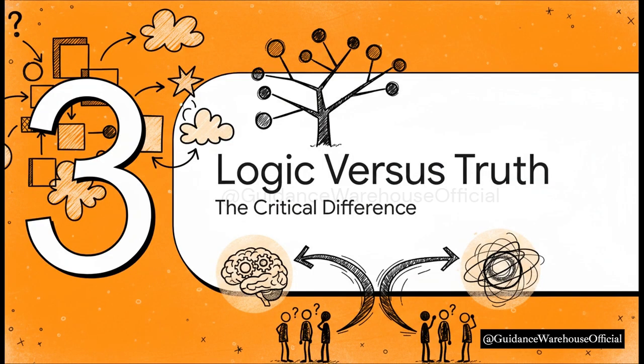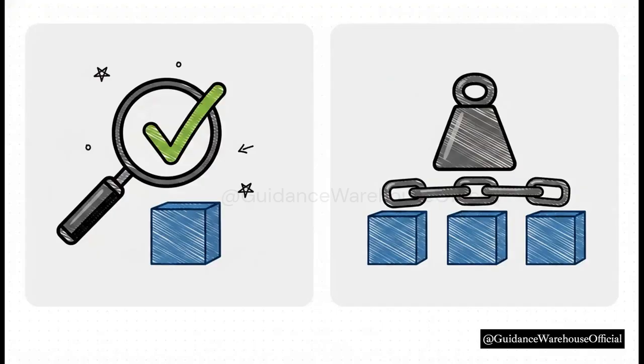Section 3. Logic versus truth. Okay, this is the absolute most critical juncture of our whole explainer, and it's honestly where most beginners trip up. We have to separate logic from truth. Let's use a plumbing analogy. Think of logic as the plumbing pipes in a house, and think of truth as the water flowing through them.